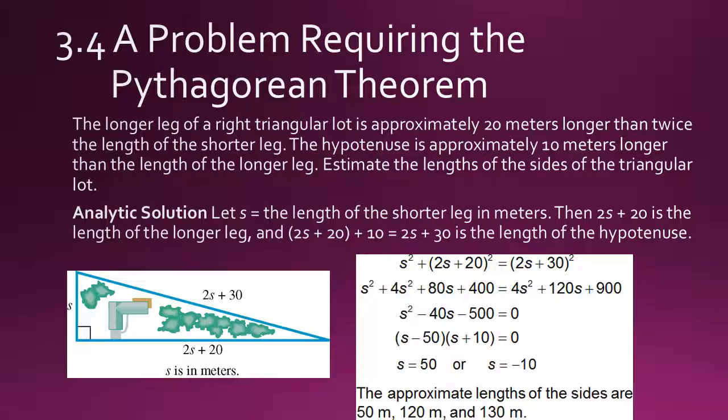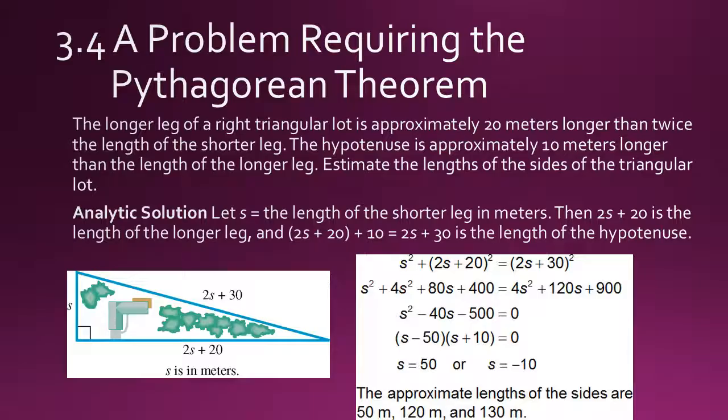And then we're going to apply the Pythagorean theorem. The shorter length S squared plus the longer leg squared, 2S plus 20 squared, equals the hypotenuse squared, 2S plus 30 squared. You must FOIL out these parentheses. You cannot say 2S plus 20 squared is 4S squared plus 400. Notice we can't do that. It's 2S plus 20 times 2S plus 20. You must use FOIL. So we have the next line, S squared plus 4S squared plus 80S plus 400 equals 4S squared plus 120S plus 900.